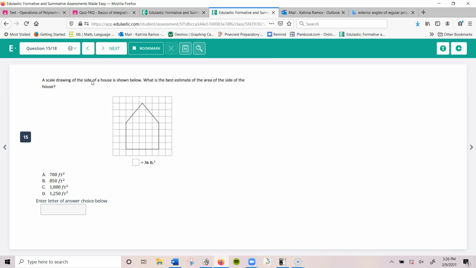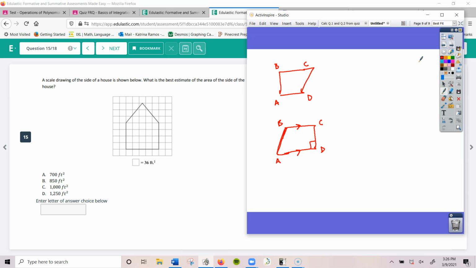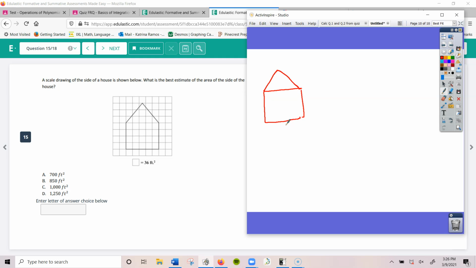A scale drawing of the side of a house is shown below. What is the best estimate of the area of the side of the house? Okay, so if we're trying to find the area of this pentagon, because that's what that is, what we can do is I'm going to draw it separately here just so you can get an idea. This is like we have, looks like a rectangle and then a square and a triangle. And we can find these areas separately.